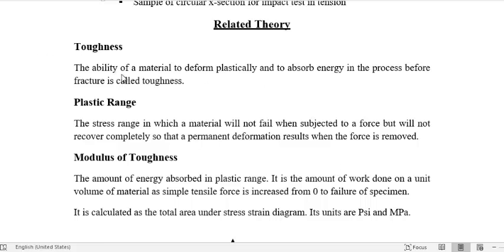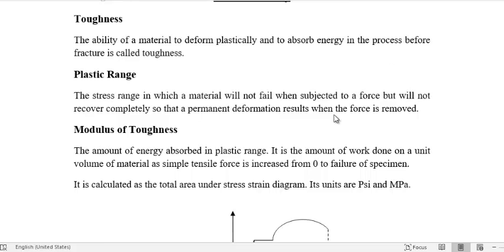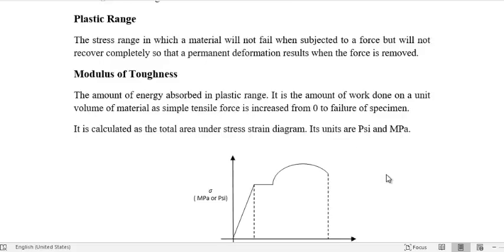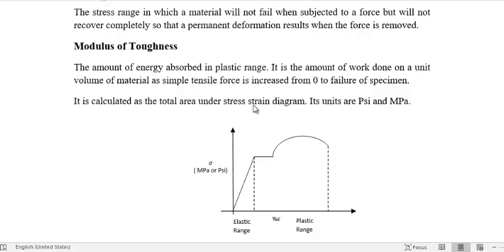So toughness is the ability of a material to absorb energy in the plastic range, and the modulus of toughness is the amount of energy that is absorbed by the material. How is this modulus of toughness determined? It is determined by the work done, or energy absorbed, on a unit volume of the material as the tensile force, or in our case the impact force, varies from 0 up to the failure of the specimen. The units of modulus of toughness are PSI or megapascal, depending upon the system of units that we are using.